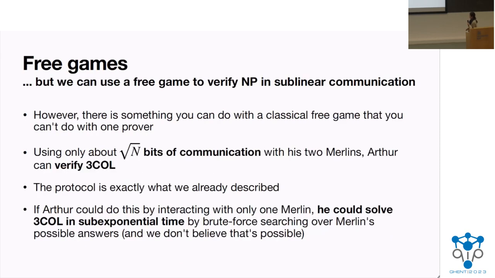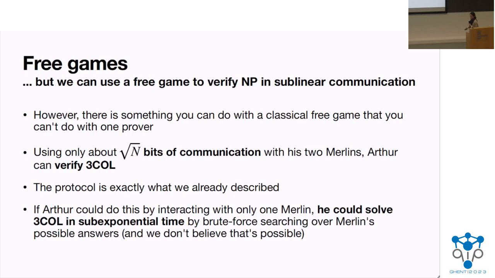Okay. So if Arthur could do this, if he could use only root n bits of communication and do it by interacting with only one Merlin, he could solve 3 coloring in sub-exponential time, because he could just brute force search over that Merlin's possible answers. And we don't believe that; there's this thing called the exponential time hypothesis. We don't believe it's possible to solve 3 coloring in such a short time.